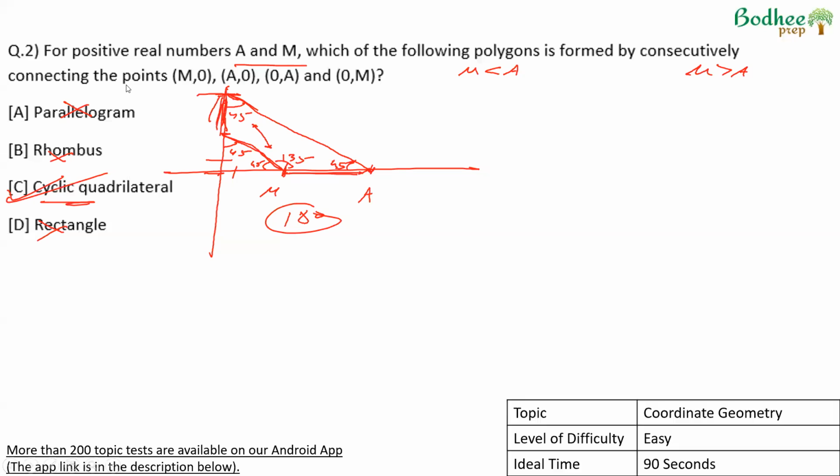So in terms of level of difficulty, I'll call this an easy question. Even if we draw the diagram, we realize that two of the sides are not parallel. All the other options get eliminated. Only one possibility is left.